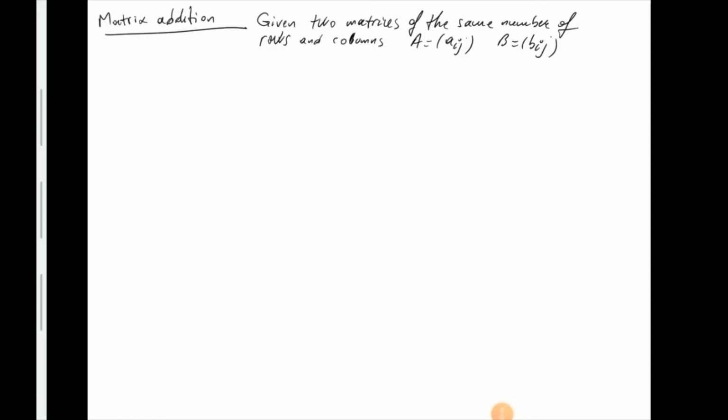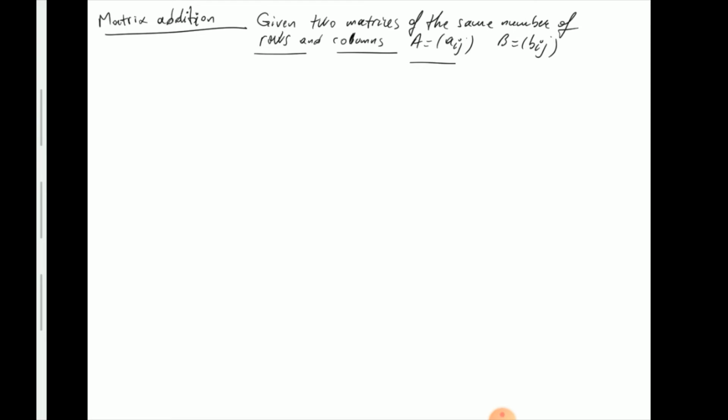In this case, we need two matrices of the same number of rows and columns. So take a moment to write this down. Matrix operations require a certain condition on the number of rows and columns. You cannot just add any two random matrices. So in this case, we need the same number of rows and columns for two matrices.